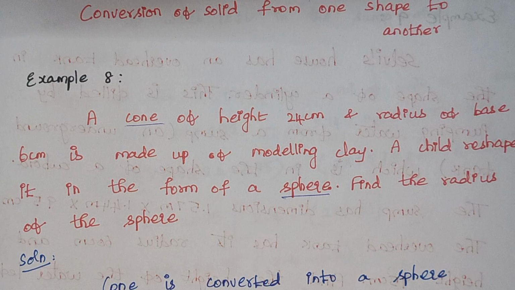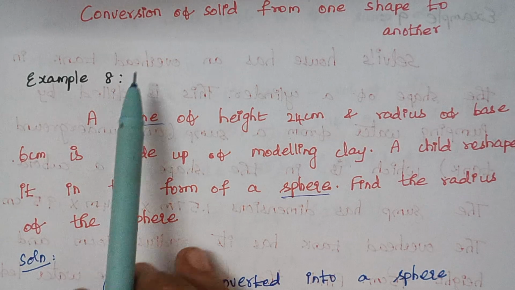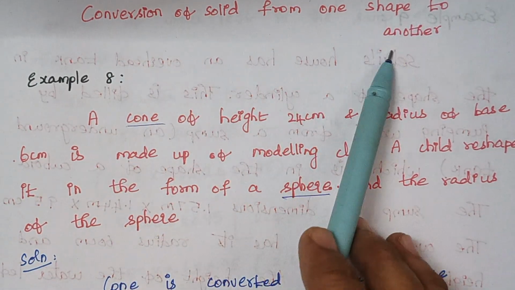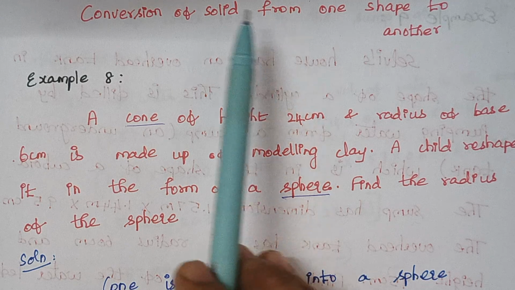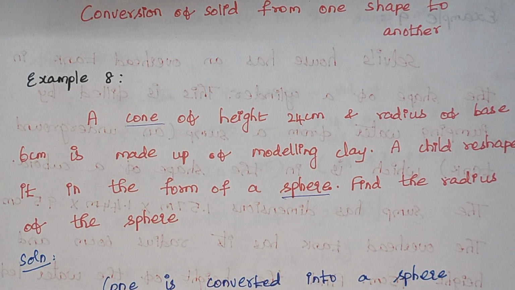Today we are going to solve example 8 in chapter 12. The topic is conversion of solid from one shape to other. What are the different shapes we are discussing? Previously in the volume topic we have discussed cylinder, cone, sphere and cuboid. Now we are going to convert one shape to another. We can convert a cone into a cylinder and a cylinder into a sphere and vice versa. Right. So example 8.